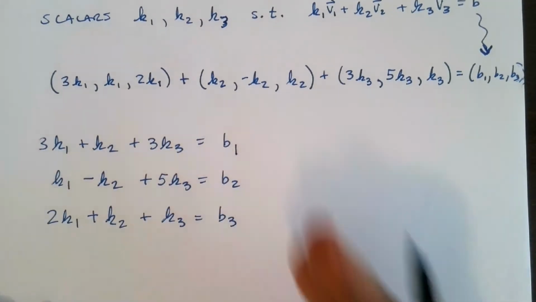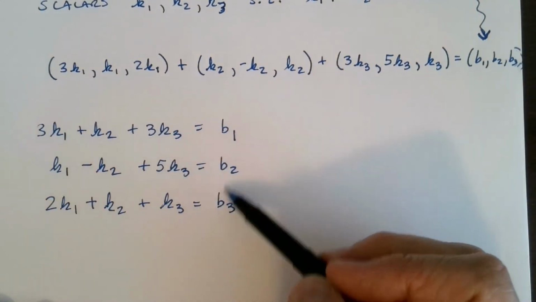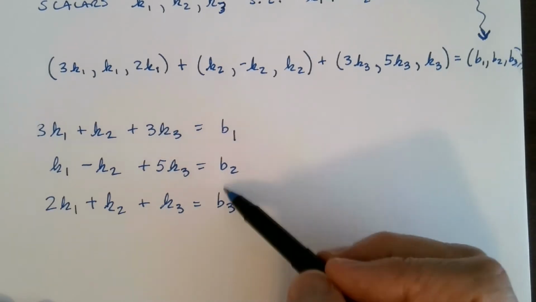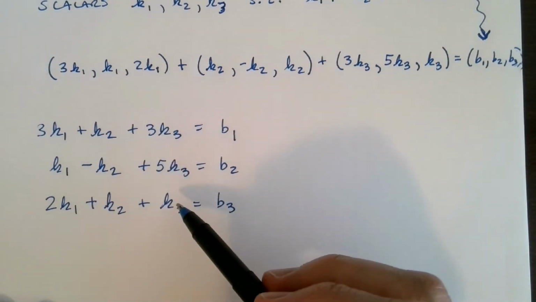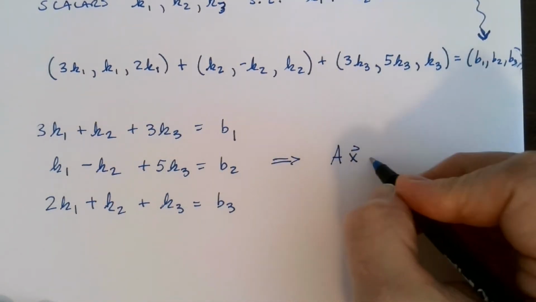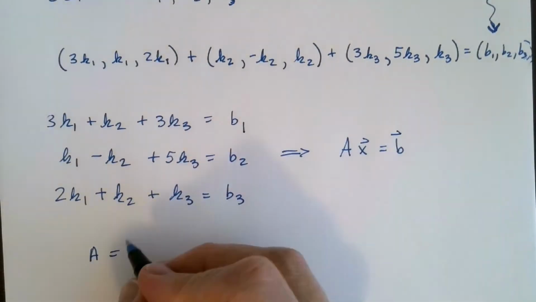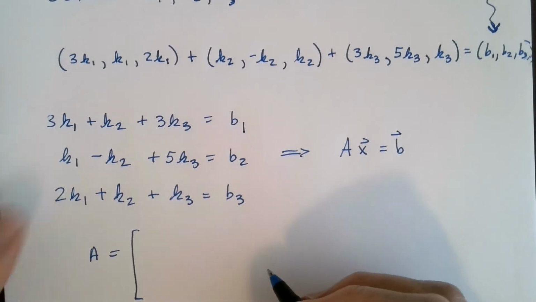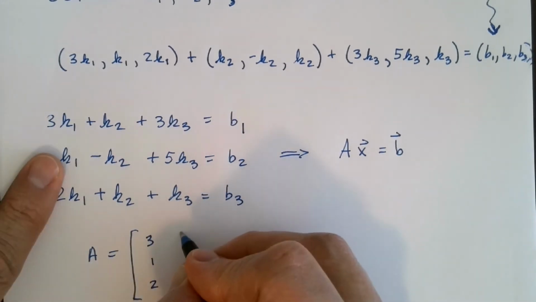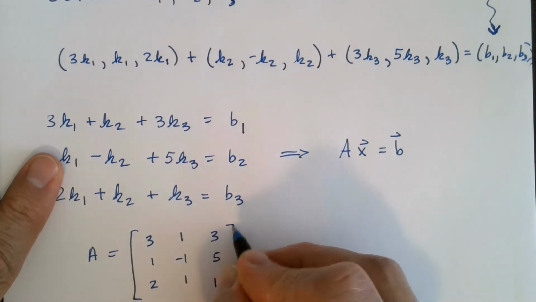It's a system of linear equations, but the right-hand sides are arbitrary. If these were known values, like 1, 7, 8, or whatever, we would be able to solve that system. I'm going to represent this system as Ax equals b. A is the coefficient matrix, and in this case it's 3, 1, 2, 1, negative 1, 1, 3, 5, 1.